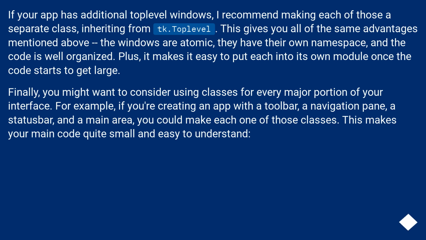Finally, you might want to consider using classes for every major portion of your interface. For example, if you're creating an app with a toolbar, a navigation pane, a status bar, and a main area, you could make each one of those a class. This makes your main code quite small and easy to understand.